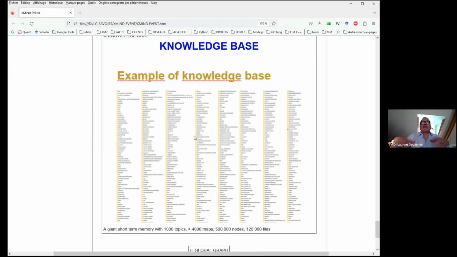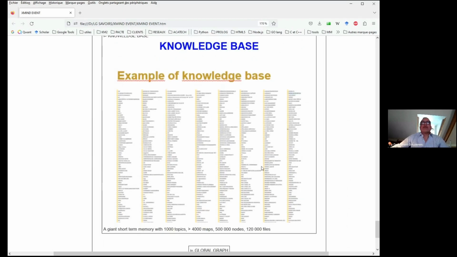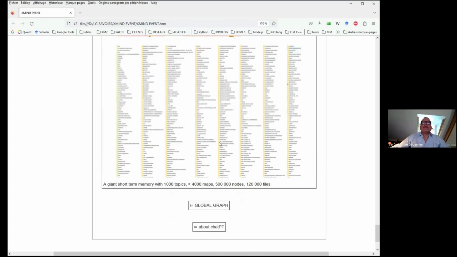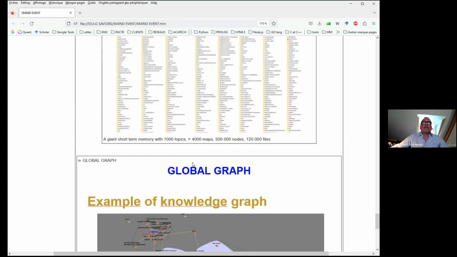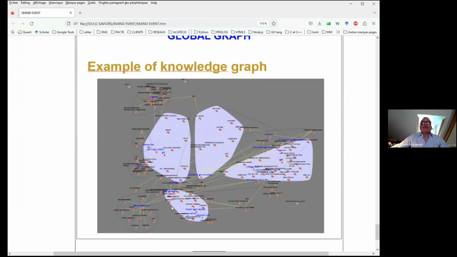I have a directory with one Xmind file and 1, 2, or 100 files connected inside it. So I have about 1,000 topics, 4,000 maps, a lot of nodes, and about 120,000 files, which are all the documents that I have read in 15 years. What is interesting is that you can then extract. I've developed a tool, my KM2 tool, which draws the graphs of how these chunks are connected together, and this helps me understand at a higher level how these maps are connected.